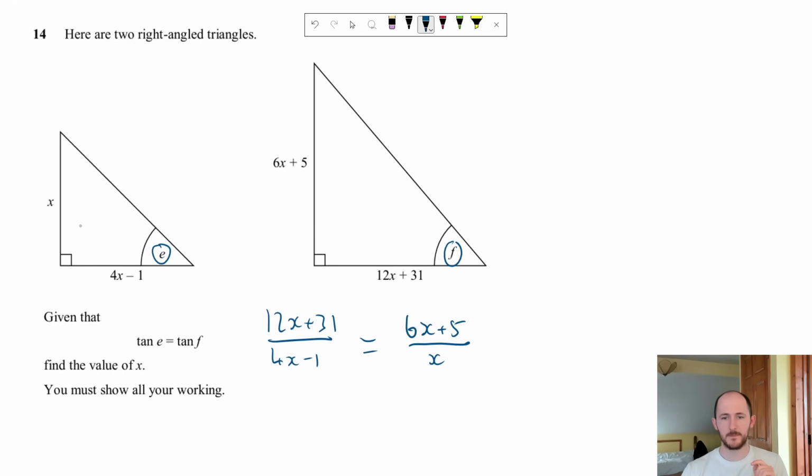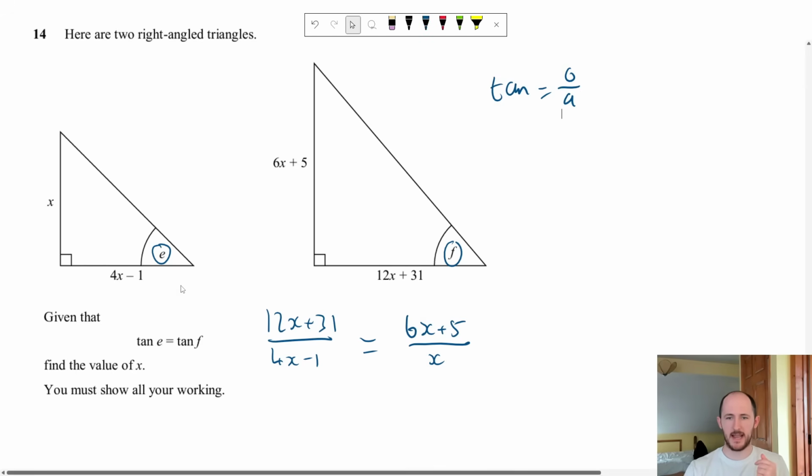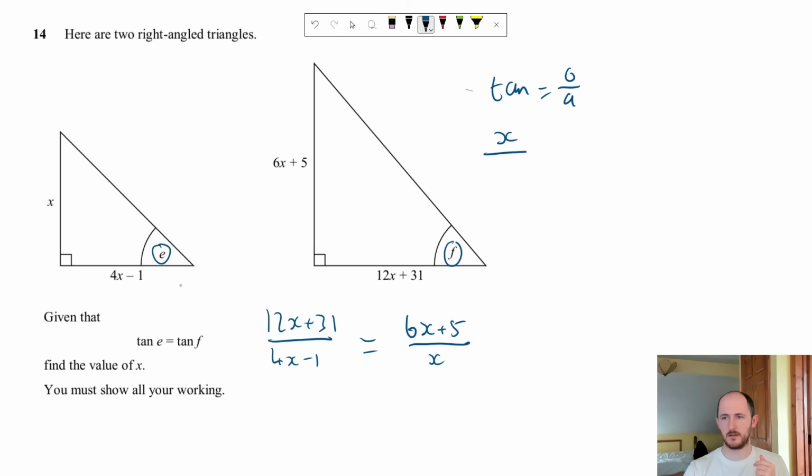That's one way. The other way is to remember that tan is equal to opposite over adjacent. So in other words, this tan E would be x over 4x minus 1, and this tan F would be 6x plus 5 over 12x plus 31, which is the way I used to do it, and those two are equal.